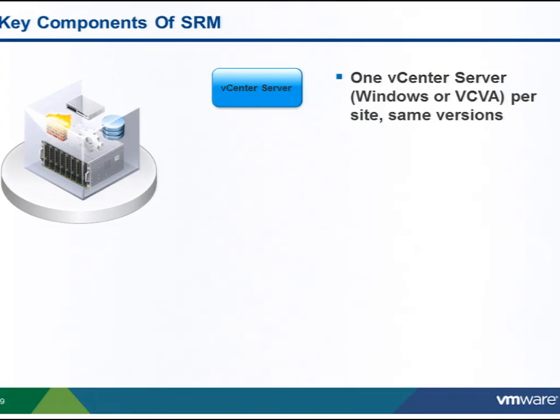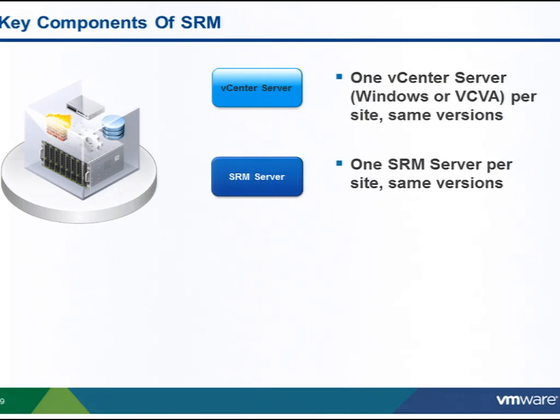Absolutely. So the key components for SRM haven't changed. We haven't altered this. You still have to have one virtual center server per site, whether that's the Linux virtual center server appliance or the Windows one, doesn't matter. Either of those are supported. They always have to be the same version. So if you're using 5.1 or 5.5, as obviously we've GA'd now, then they have to be the same version at both sites. If you're using array replication, you'll see later on they don't have to be the same versions of ESX hosts, but you have to have an SRM server as well.